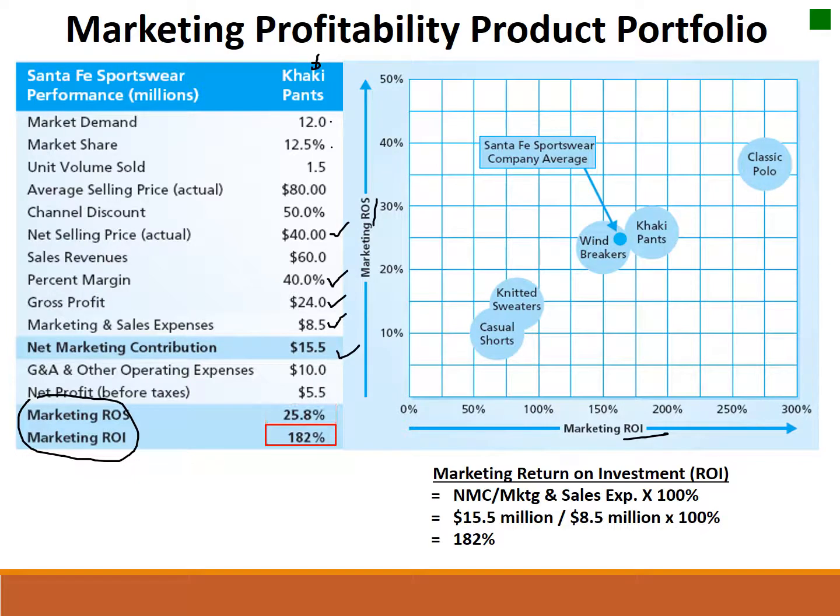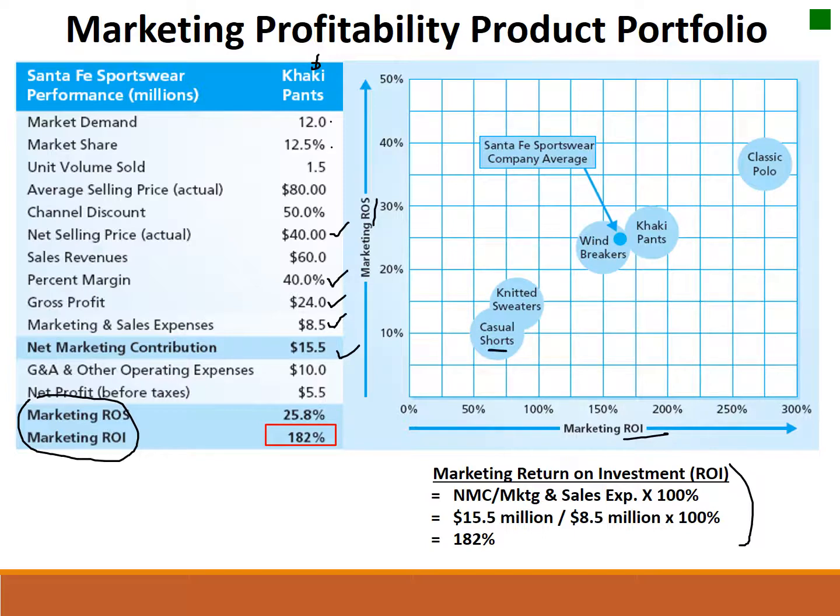We also have our marketing return on investment, just like we calculated earlier. Together, though, we begin to get a really good picture of all of our different products. And this is just an example. I just calculated this for khaki pants. We could also do it for the other products that we have here as well.